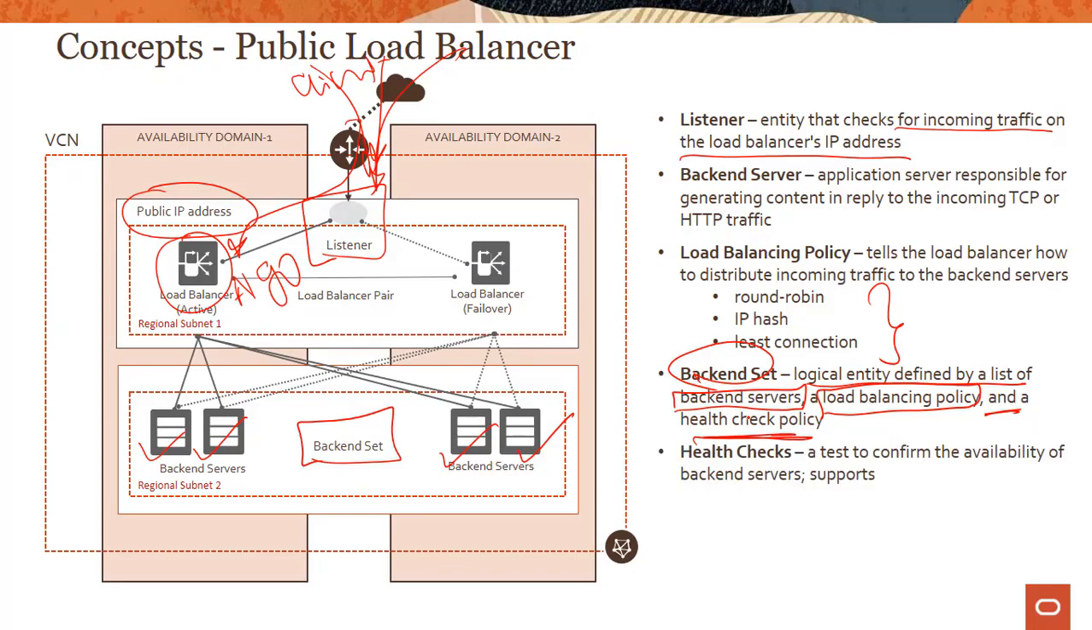What is a health check? A health check is a test to confirm the availability of backend servers. Health check supports both TCP as well as HTTP level health checks. The whole idea is if one of these servers goes down, because the load balancer is constantly checking the health here, it can take this particular backend out of service and start sending traffic to other backends.